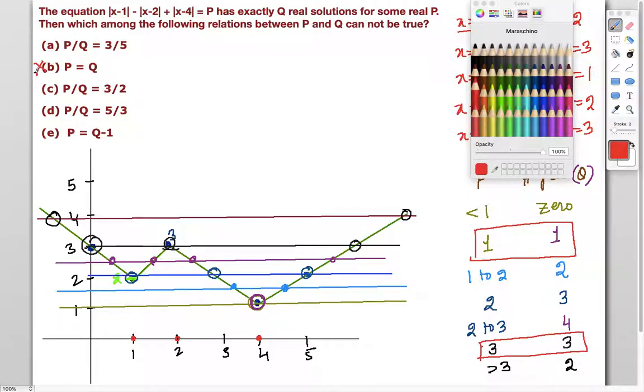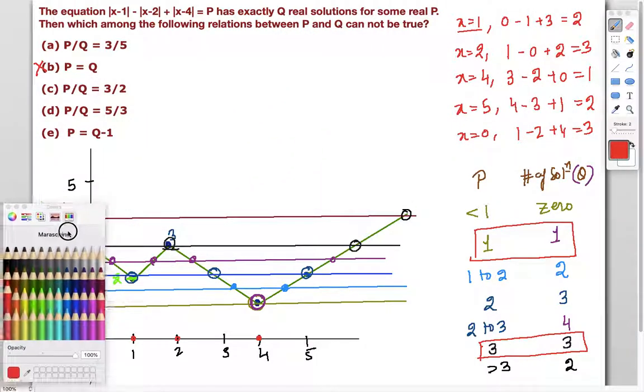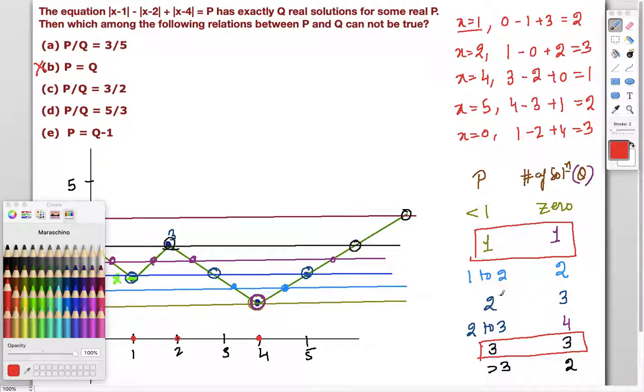P equal to Q minus 1. Is that possible? Yes, it is also possible. P is equal to Q minus 1. You can see it here. P is equal to 2 and Q is equal to 3 in this particular case here. So 2 is 3 minus 1. So the answer can't be E. And in the rest of the three options, we need to find out the ratio of P by Q.